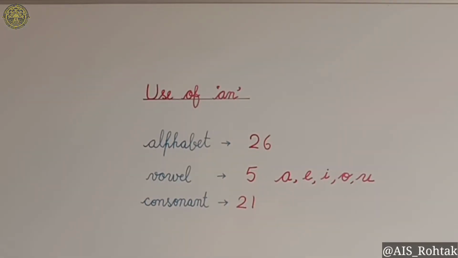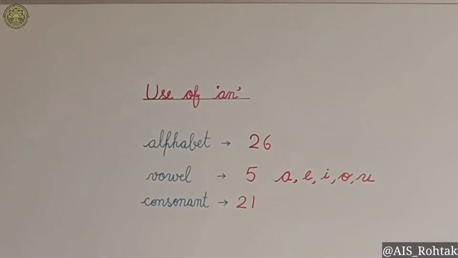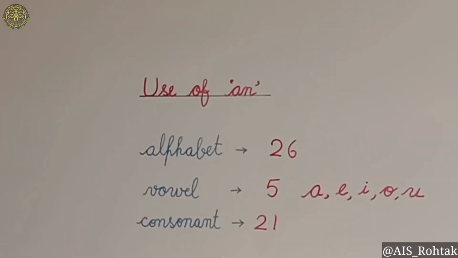Do you remember, students? In the previous video we have learnt we use a before the singular number and the word begins with a consonant. And now we have learnt an. We use it before a singular number but the word begins with a vowel. Now I will show you some pictures and try to read them.